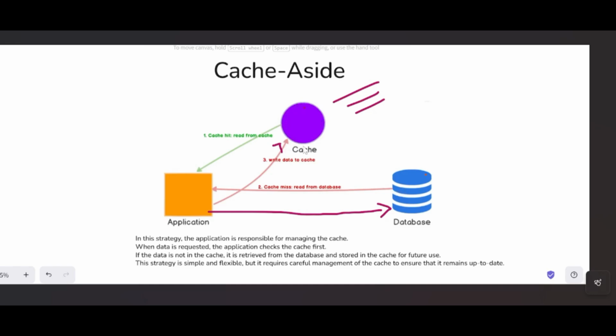So this is the very simple approach on the cache side. Here we can see the difference in this strategy. The application is responsible for managing the cache. When data is requested, the application first looks in the cache. If it is present, it takes the data from the cache. If data is not in the cache, it will be taken from the database and stored into the cache. Maybe in the future we shall read from the cache again, and for that purpose we store it into the cache.